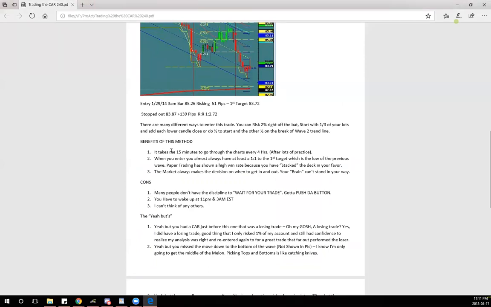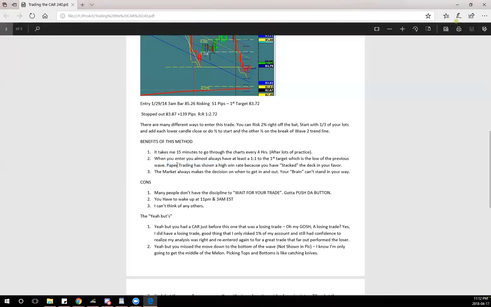Look at this, benefits of this method. It takes me 15 minutes to go through the charts every 4 hours, after lots of practice, of course. I can do that too. But I've been doing this for 15 years. When you enter, you almost always have at least a 1-to-1 to the first target, just the first target. He targets much more than that. Paper trading has shown a high win rate because you have stacked the deck in your favor. Do you think he went to practice his plan on paper trading before doing it for real? Yes. And he's done it afterwards to even convince himself even more.